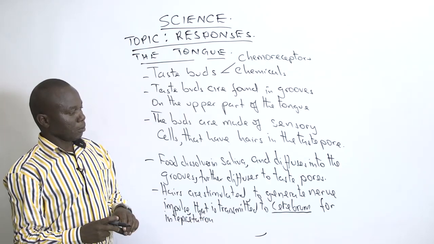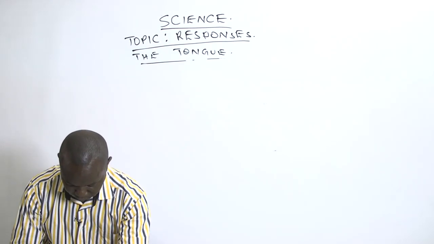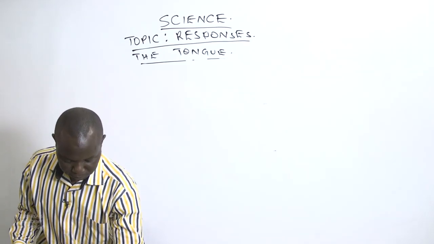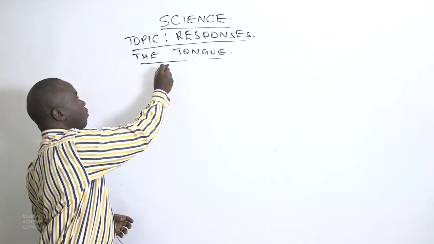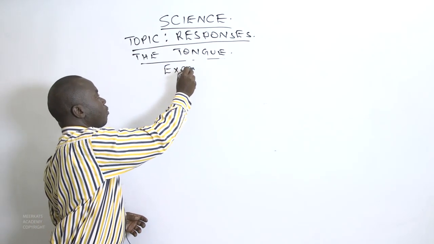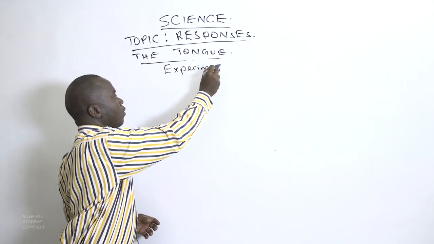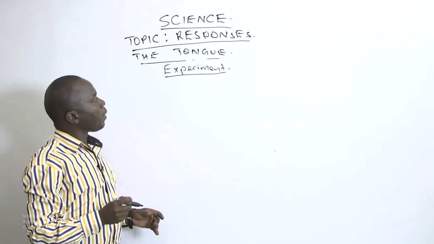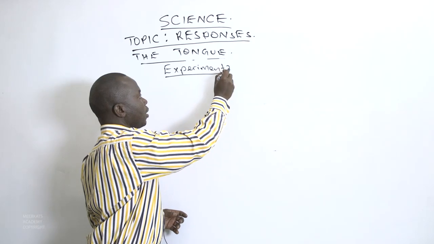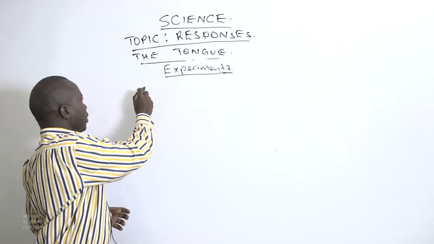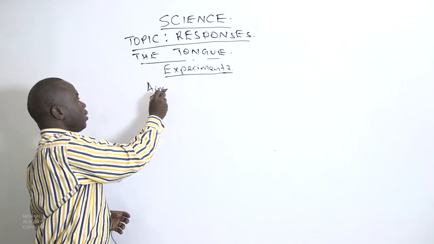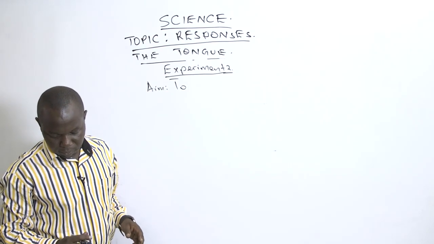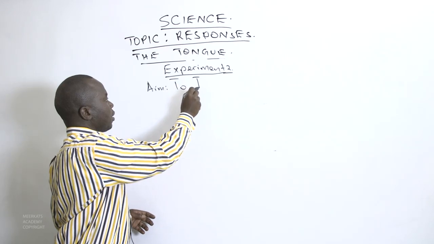So a simple test, just to find out, an experiment. You can also do these experiments by yourself. Just say this is experiment 2. The aim of the experiment is to determine the parts of the tongue.